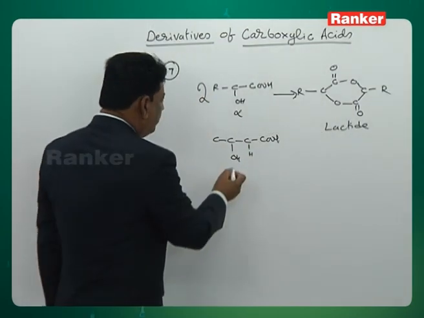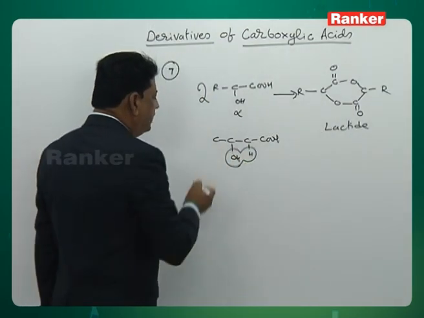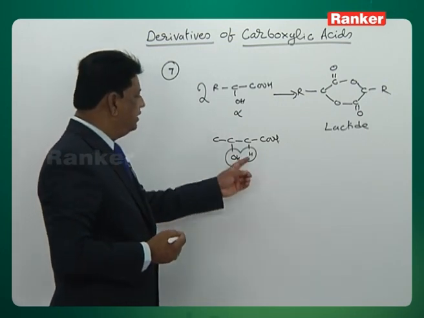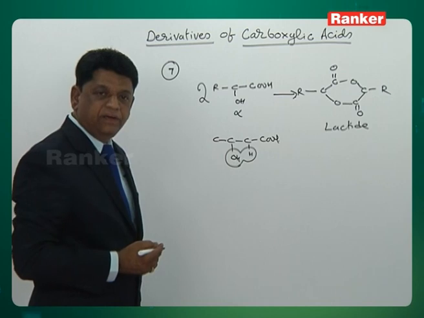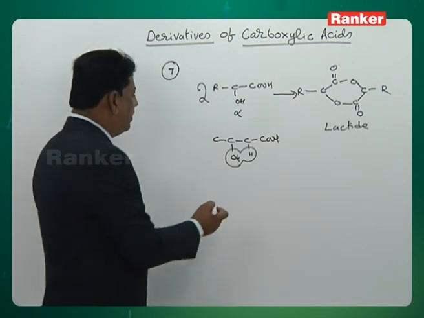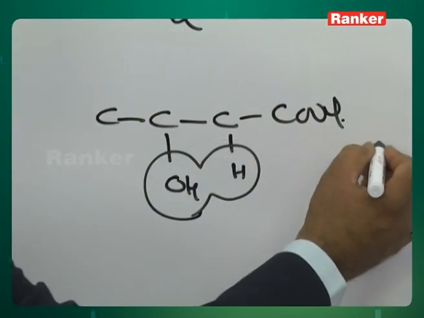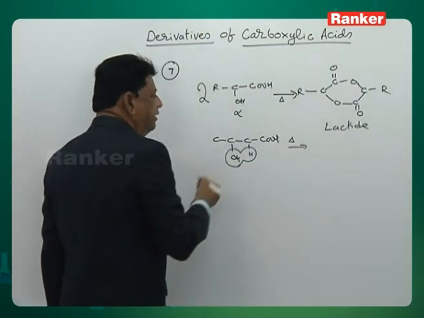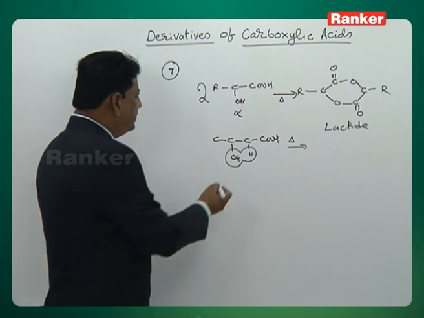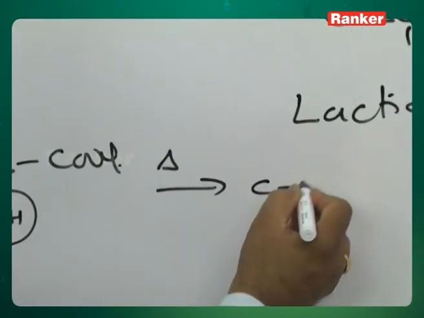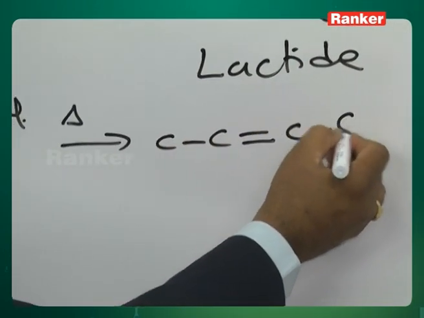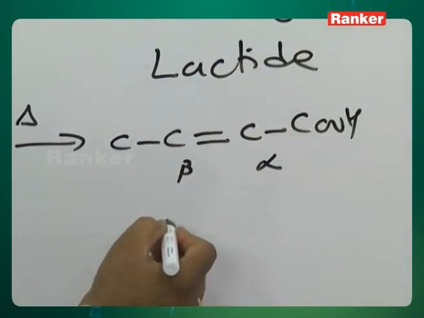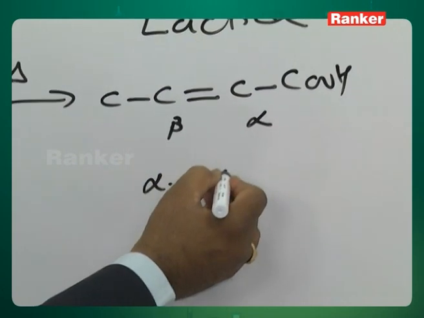So therefore this OH will be taken away. Originally the OH has some minus I effect, an outgoing property. Now this hydrogen having hyperconjugation, together these 2 will go out on heating. Just on heating without any reagent, this OH will go and you will get an unsaturated acid between the alpha carbon and beta carbon. This is called an alpha beta unsaturated acid.